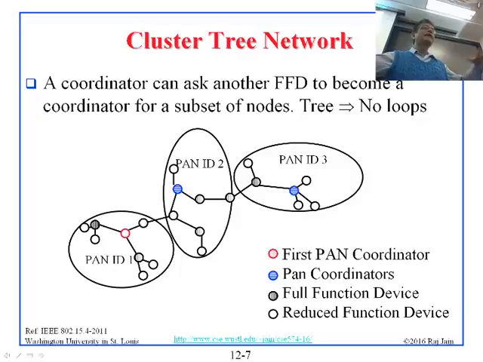Right, but many PANs can be connected together and the packets can go, right? And we'll talk a little bit more about the connection in a minute. And you can see FFDs and RFDs, and one thing you should notice is that if they are connected to two devices, they cannot be RFD. RFD can connect to only one device, so they are always the leaves. Anything that can connect to two devices is a full function device.